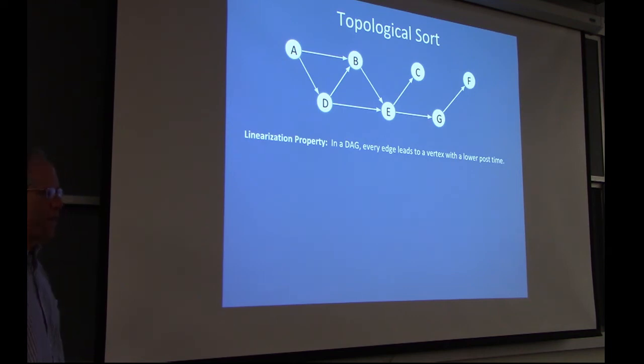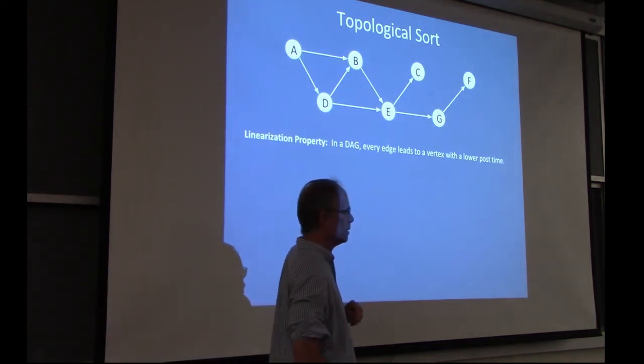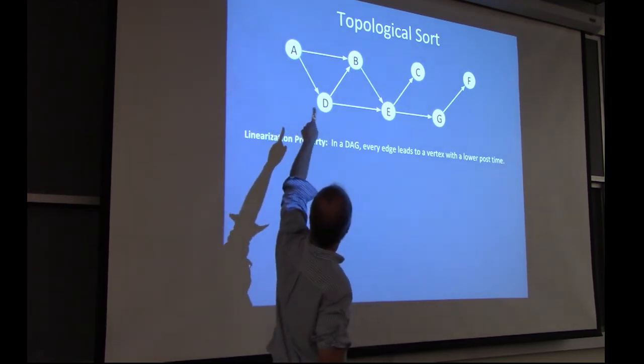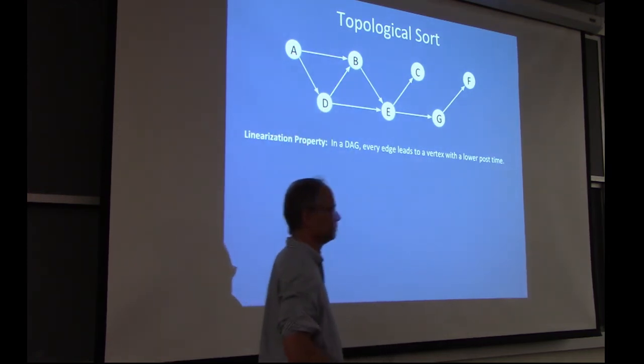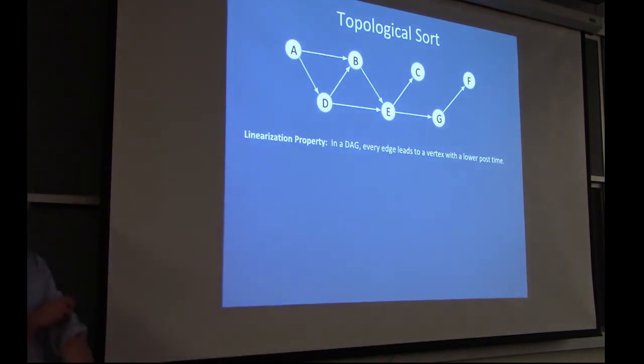So how can we use that fact? D will have a higher post time than E. E will have a higher post time than C. A will have a higher post time than both D and B. Yeah? Just sort the vertices based on post time. Sort the vertices in descending order of post time, and you've got a topological sort. So this is the big payoff for these pre and post times, is to linearize DAGs.